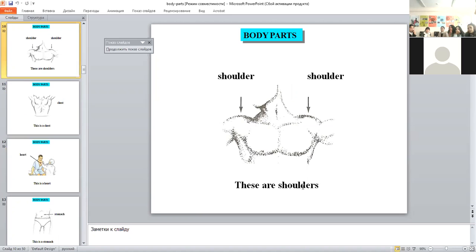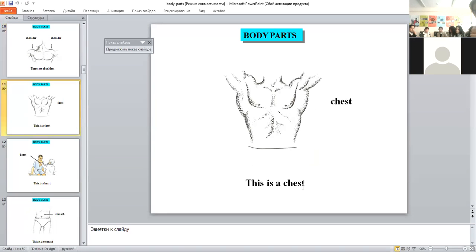And the next one is? What are these ones? These are shoulders. Shoulders. All together 3 times. Shoulder, shoulder, shoulder. These are shoulders. Okay, let's continue. And what can you see? Chest. Yeah. Okay. So this is a chest. This is a chest. Okay, good.